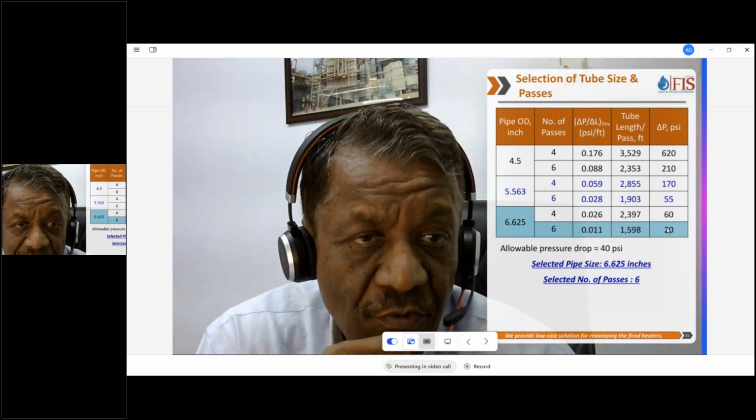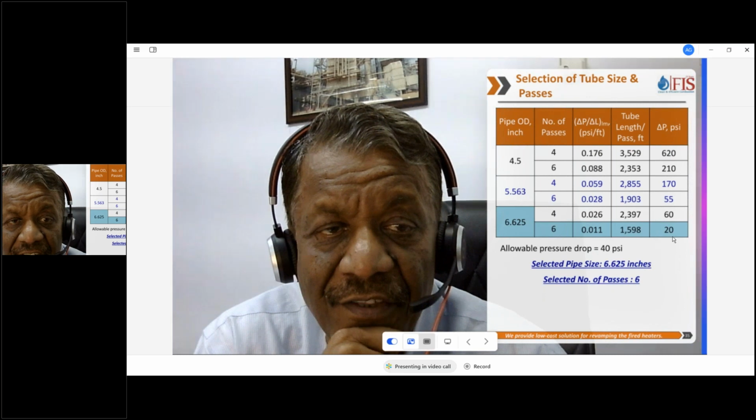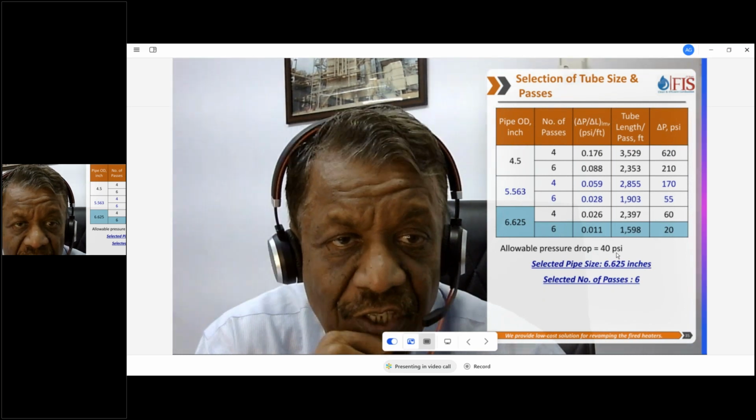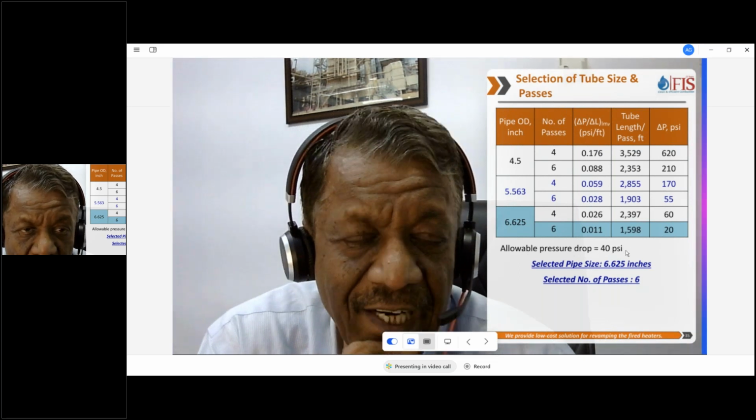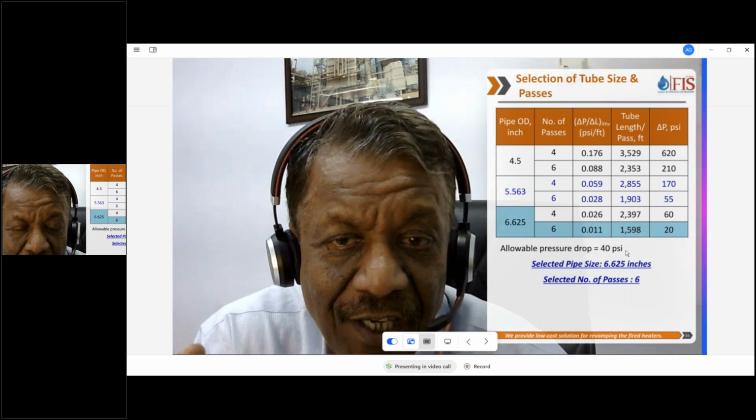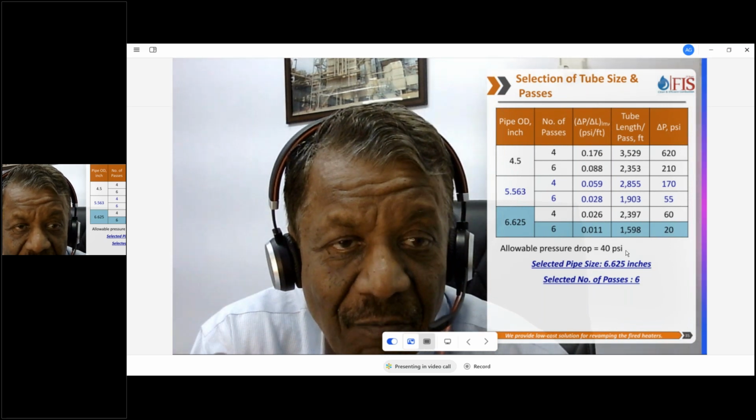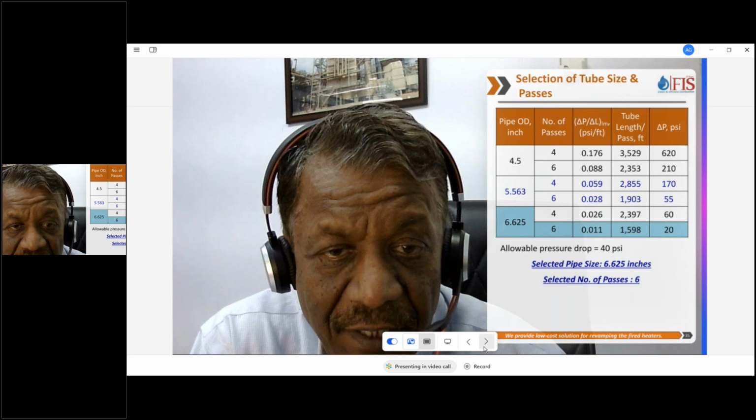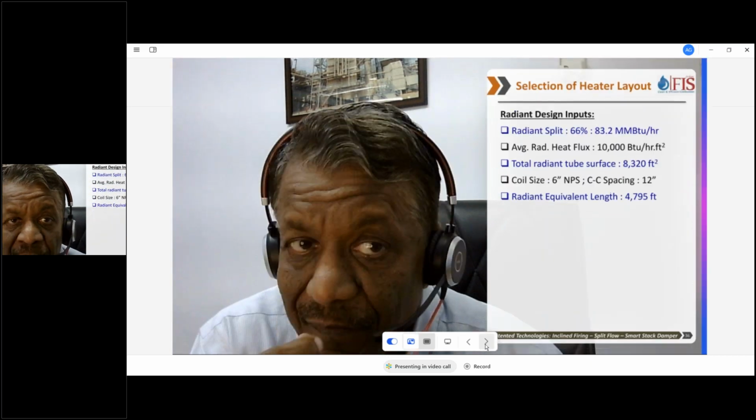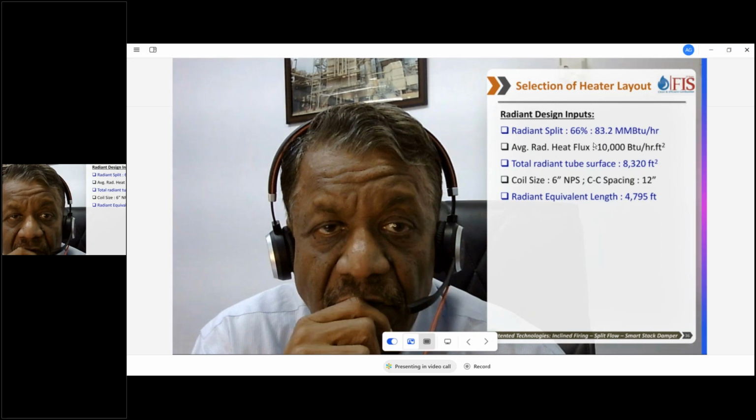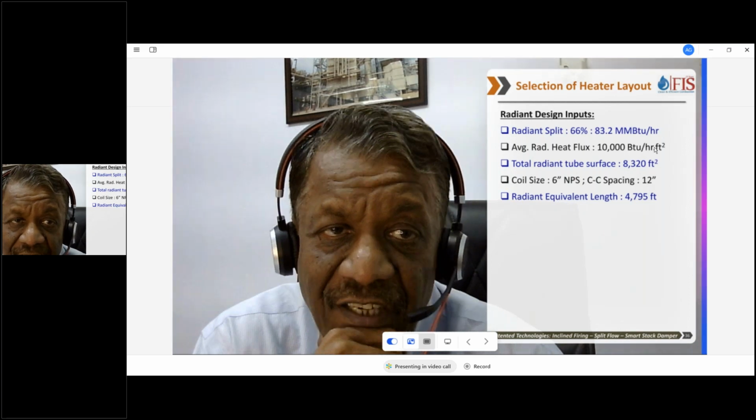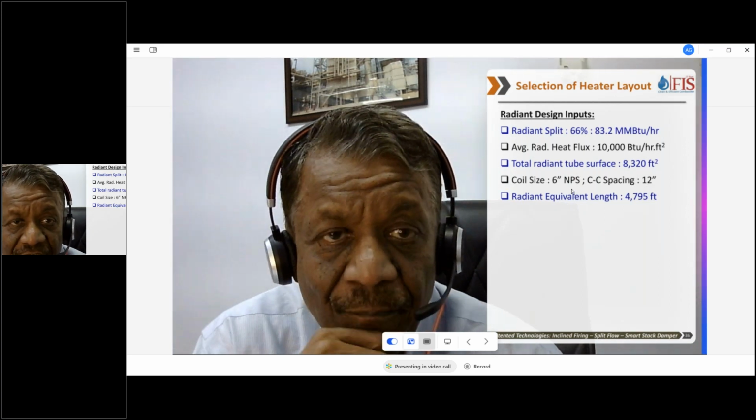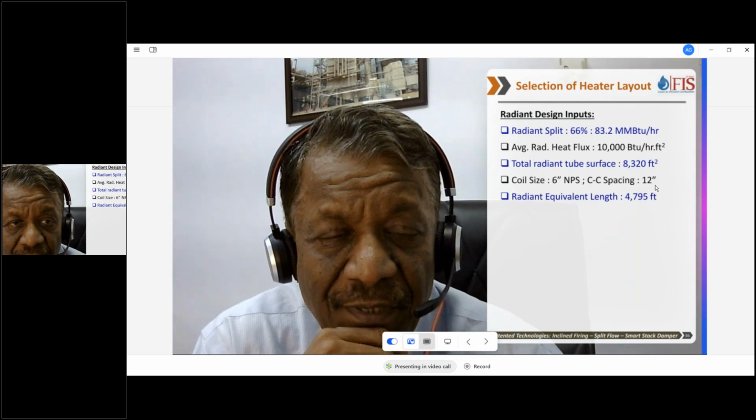So we selected this 6-inch, 6 pass configuration, because we had an allowable pressure drop of 40 psi. And I will tell you later what we did with the balance of 20 psi, but that's what we selected and went ahead with. So our thinking was, okay, we have 83 million BTUs, 10,000 flux, 8,300 square foot area, 6-inch tubes, 12-inch spacing, 2D, 4,800 foot of pipe is what we have to provide.